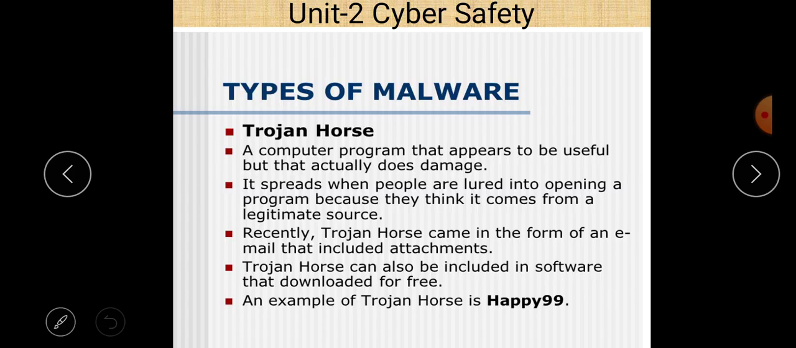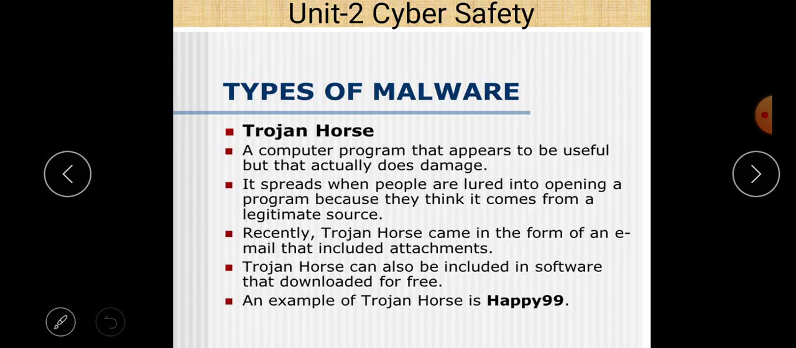The third important thing is that recent Trojan horses come in the form of an email that includes attachments. So Trojan horses also come in the form of email attachments, and Trojan horses can also be included in software that is downloaded for free. Most of the time, they come with freeware or free software. An example of a Trojan horse is Happy 99. So there are two examples discussed: one is Happy 99 and the second is the I Love You Trojan horse. These are the names of some Trojan horses.